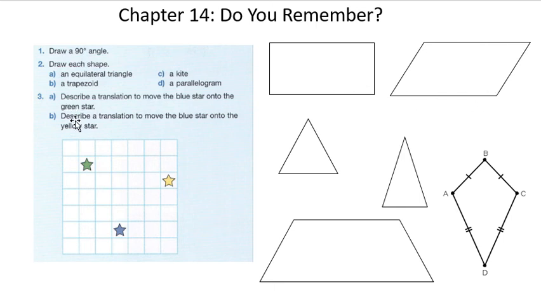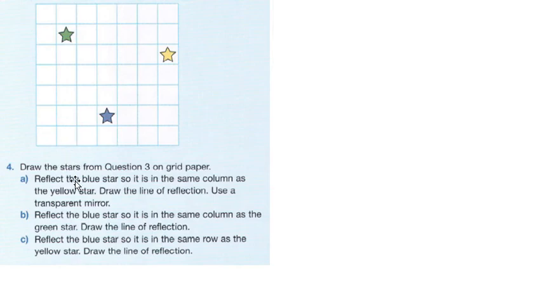Number 3, a translation to move the blue star onto the green star. So here's our blue star right there, and we want to move this onto the green star. So the translation would be 2 to the left and 1, 2, 3, 4 up. 3b, describe a translation to move the blue star onto the yellow star. So it's 1, 2, 3 to the right, 1, 2, 3 up. That's translation.